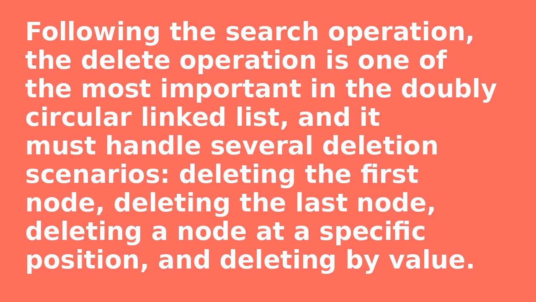Following the search operation, the delete operation is one of the most important in the doubly circular linked list, and it must handle several deletion scenarios: deleting the first node, deleting the last node, deleting a node at a specific position, and deleting by value.